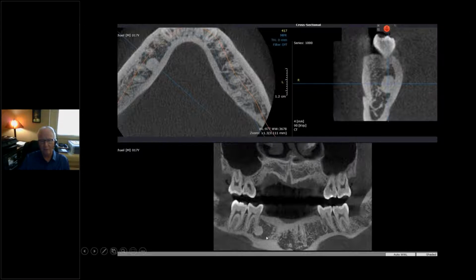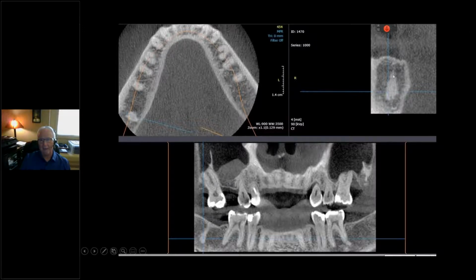If you saw the pan by itself, the panoramic reconstruction, you might be concerned this was a cementoma or cementoblastoma or some type of lesion on the tooth itself. But in actual fact, in the other planes of section, it proves to be an osteosclerosis and needs no treatment.